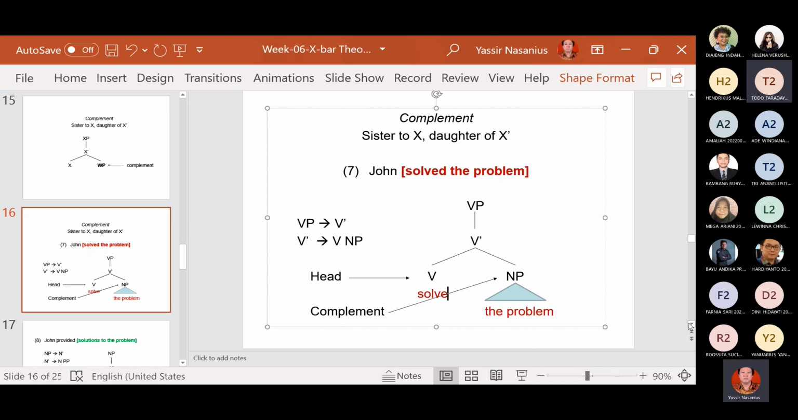Again, when I use a triangle, it means let's worry about the complete structure later. Okay.